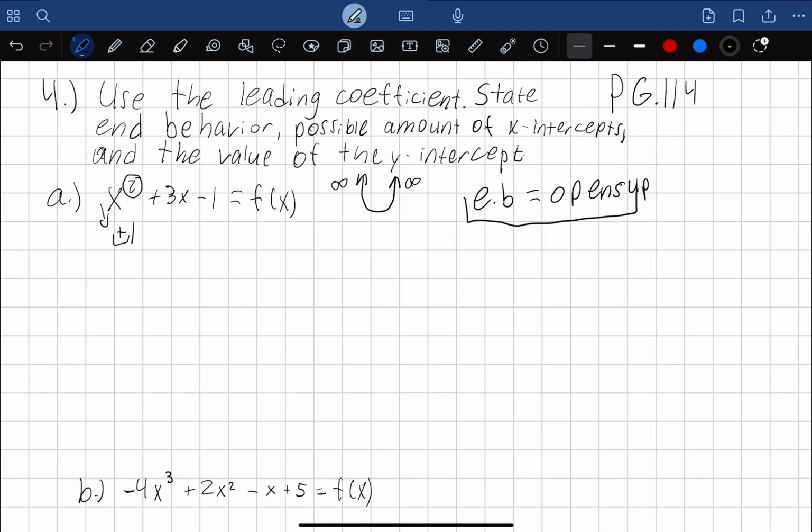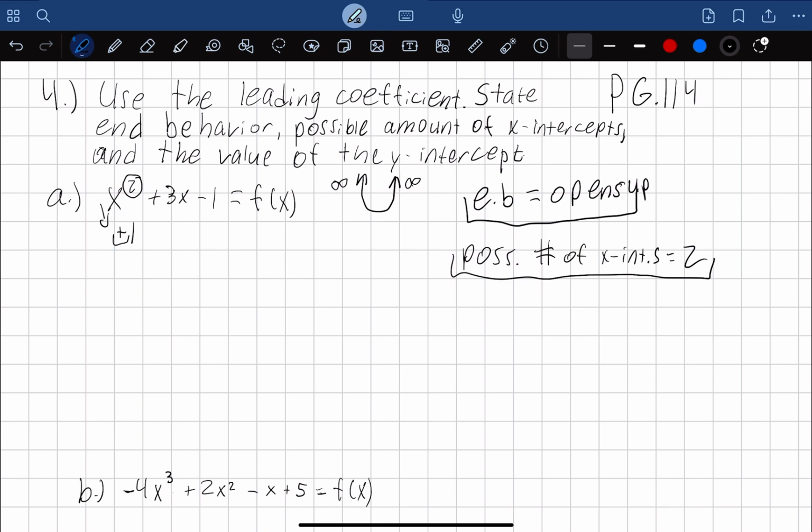Now, as for the possible amount of x-intercepts, the possible number is just equal to the degree. So the possible number of x-intercepts is in this case 2. Again, this isn't saying that we know for sure that there's 2, anything like that. We're just saying that there's a possible number of x-intercepts of 2.